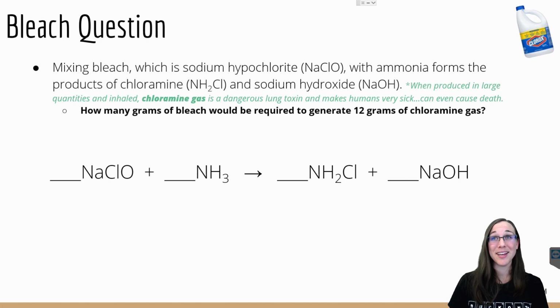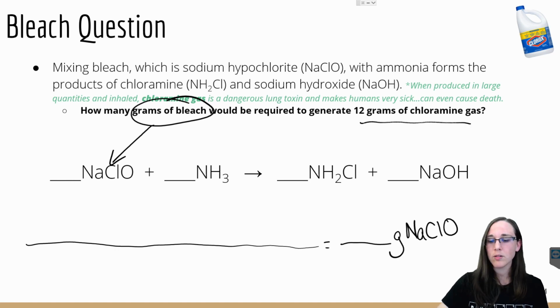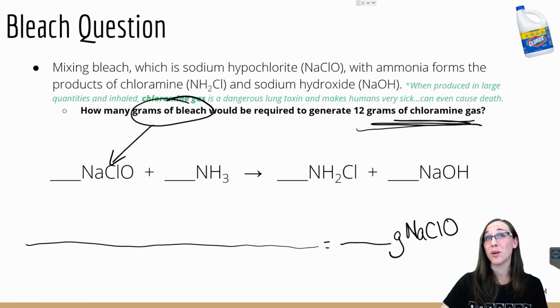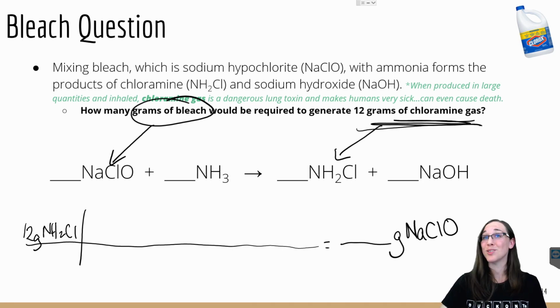Now I can draw my magical line to freedom. Put my equal sign in a space for my answer. Here, my goal is to find grams of bleach, which is that one. How many grams of NaClO would be needed in order to create my 12 grams of chloramine gas, which is that one? That's my given. So 12 grams of NH2Cl. I'm going from grams of one chemical to grams of a different one, so I know I'm going to use the given, molar mass, mole ratio, molar mass pattern just as before.